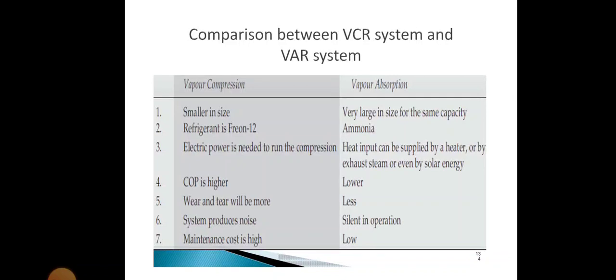Here COP is higher in the vapor compression system. Here it is lower. Wear and tear will be more. Here in the vapor absorption system, less wear. Then the vapor compression system produces noise. The vapor absorption system is silent in operation. So maintenance cost is high, and in the vapor absorption system maintenance cost is low.